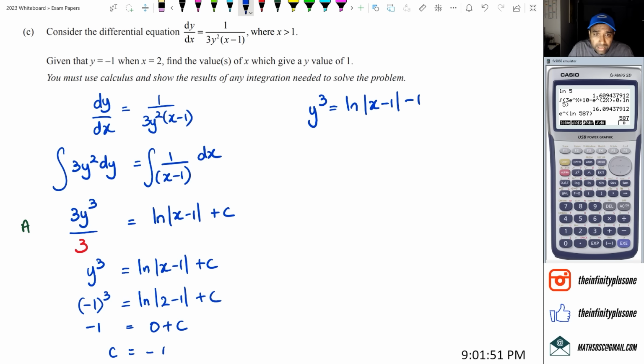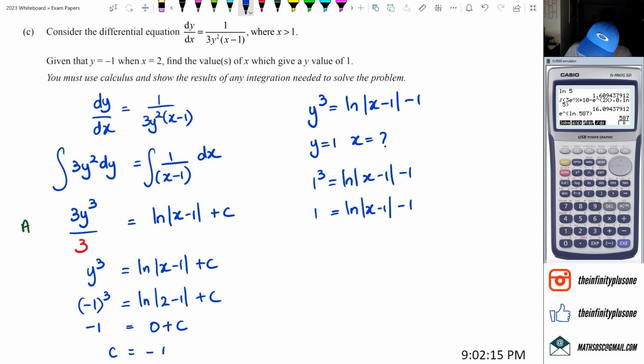So now they want to find the values of x which give a y value of 1. So I need to put when y is equal to 1, what is x equal to? So 1 cubed equals ln of x minus 1 minus 1. I'm going to get 1 equals ln of x minus 1 minus 1. -1 comes to the other side, becomes positive 1, and we're going to get 2 is equal to ln of x minus 1.